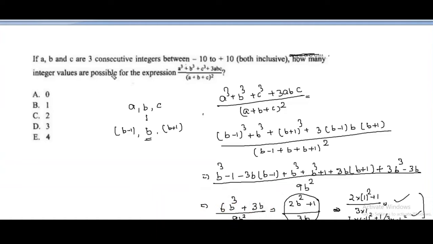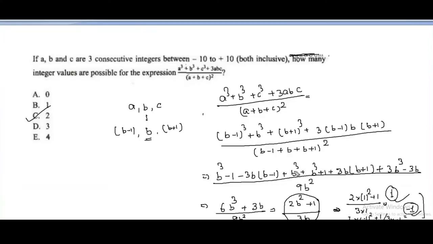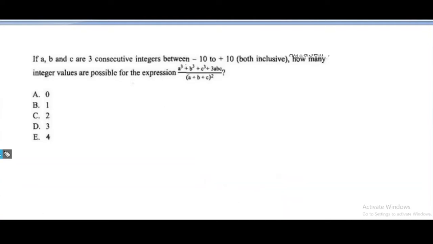So how many integral values are possible for the expression? There are two integral values possible, when B is 1 and when B is minus 1. One value comes out to be 1 and the other value comes out to be minus 1. Only two values are coming. You can try it by putting some more values, but put only odd values. You will see no other value will satisfy. Okay.